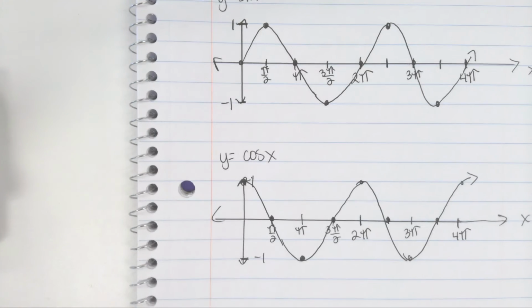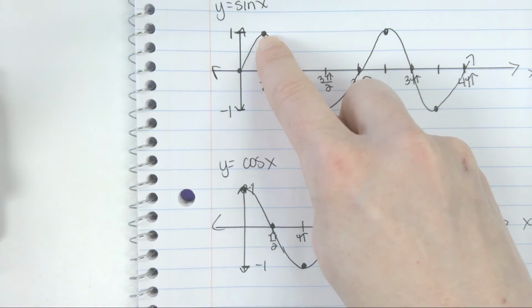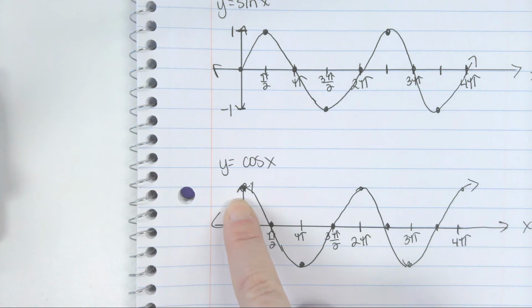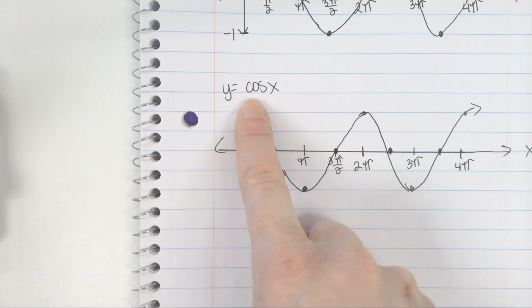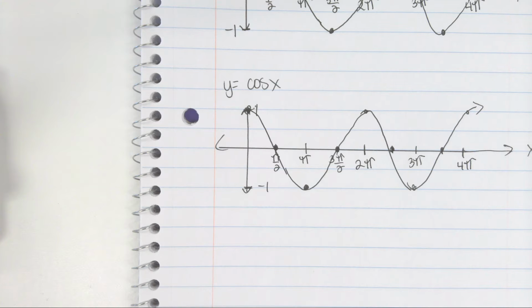Okay, so as I mentioned before, if you took the sine curve and you moved it to the left by pi halves, it would be the cosine curve. Or the other way around, if you took the cosine curve and you moved it pi halves to the right, it would be the sine curve. Or you could move it lots of different ways. You could move it more than that because it's cyclical.